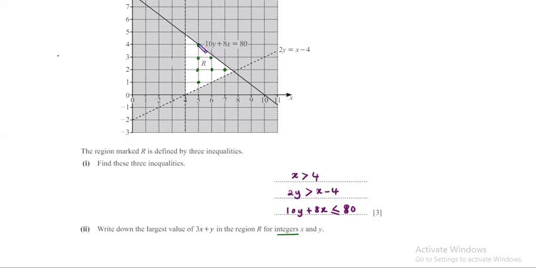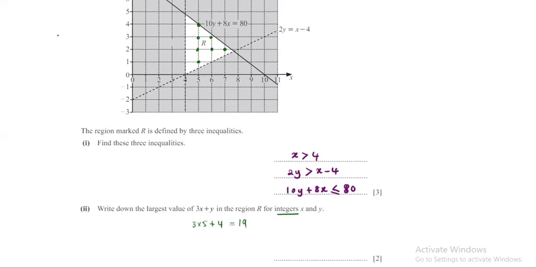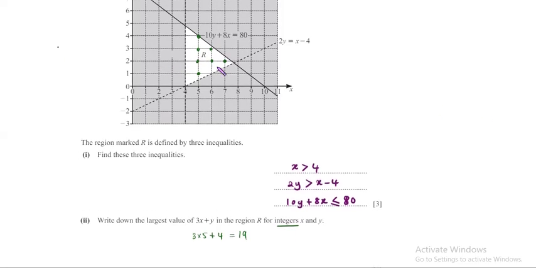So if I pick this point here, the value of x is 5, the value of y is 4, which means it's going to be 3 times 5 plus 4. So that will be 15 plus 4, that is equal to 19. Then the next one that we have, the same way, if I check 6 and 3, the value of x is 6, the value of y is 3, that means it's going to be 3 times 6 plus 3, so that is the same as 18 plus 3, so that's going to be 21.